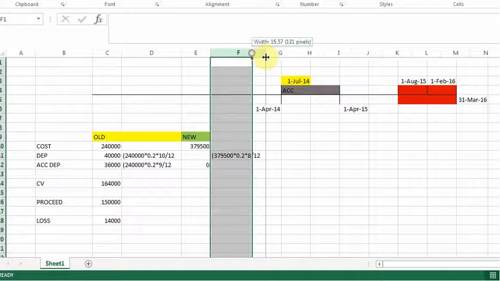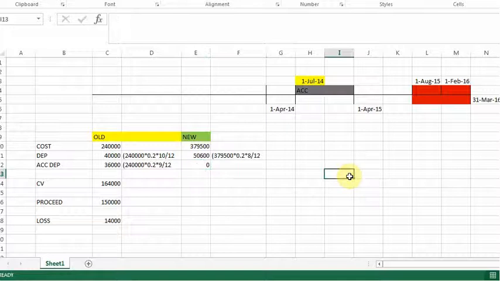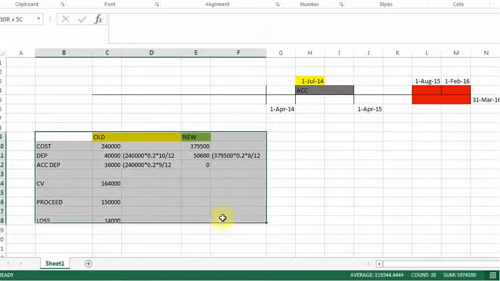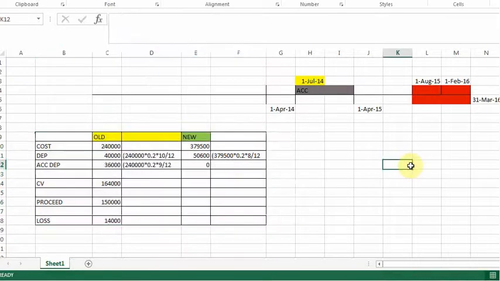If I type in that calculation, 379,500 times 20% times 8 months, that gives me 50,600. So there I have now done all my calculations, and I'm just going to put them in a proper block for you. And from this point forward, I can now start to do my T accounts.